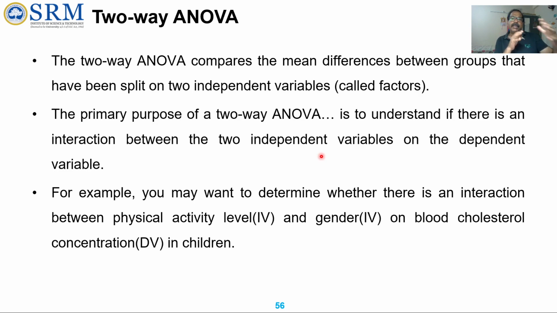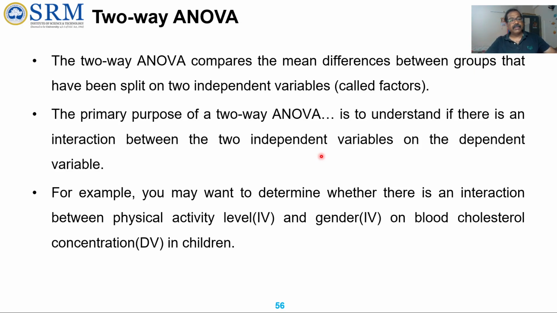But BMI has three levels, and our main dependent variable is what? Leg strength. But here we have two factors, BMI and also gender, and how they affect leg strength. The dependent variable will be one, but the independent variables will be two. Even though there are two independent variables, each may have multiple levels. Okay, that is what two-way ANOVA is.